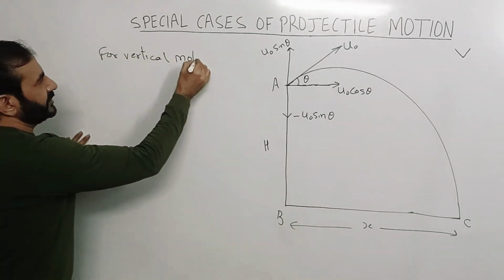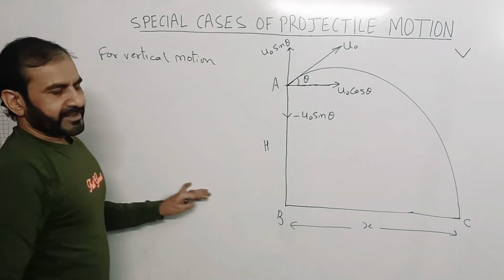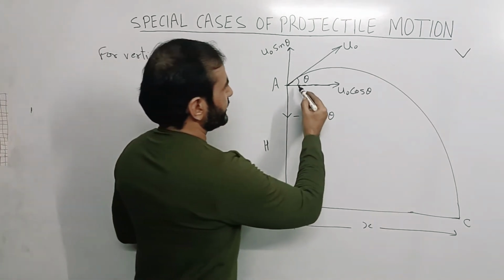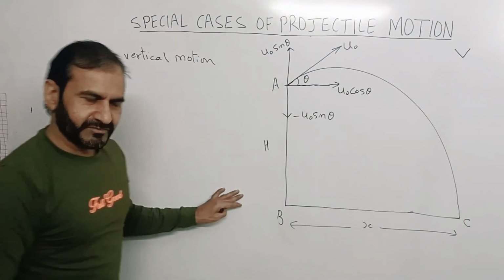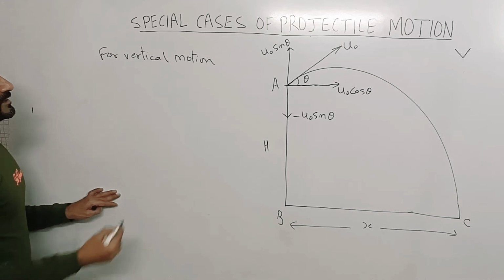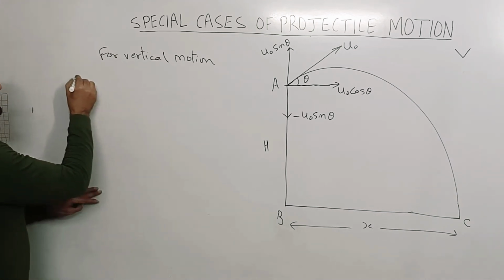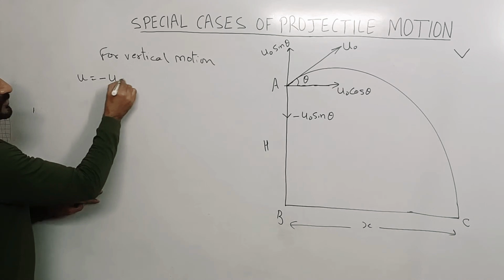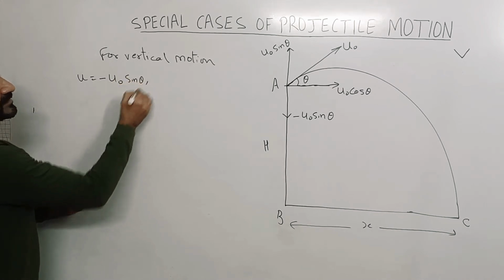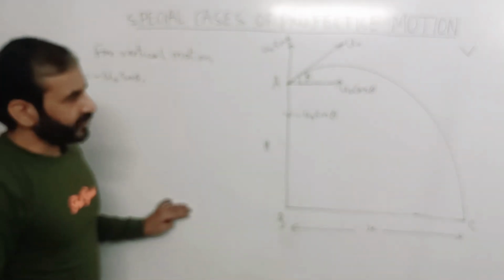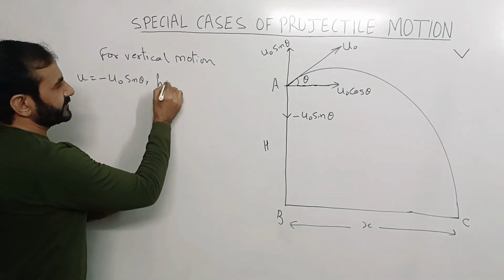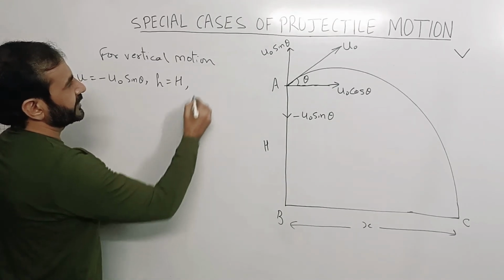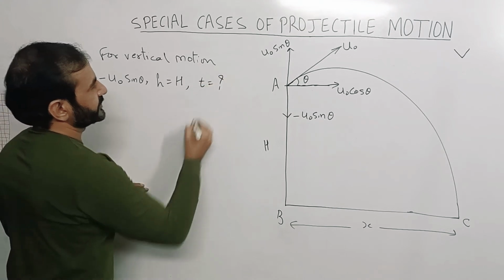For vertical motion, we don't have any way to find time via this path. We'll consider obviously vertical motion, which is accelerated motion. For vertical motion, what is u? Minus u naught sin theta. Body is coming from A with velocity minus u naught sin theta downwards. What is h? This is capital H, and t is to be found.